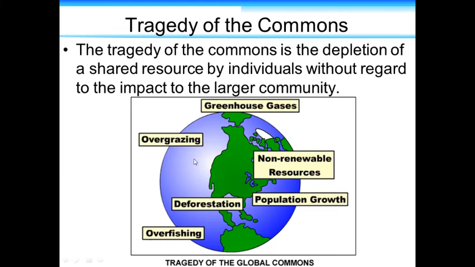If someone overfishes up here, they're not as aware of how that may impact other areas. And so as a global community, we really need to be aware of any shared resource and how, even if we may not be responsible for it, it does impact us as a global community.